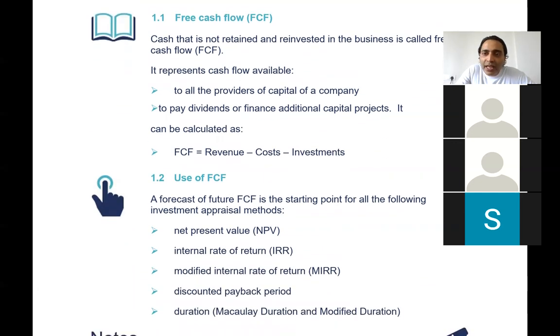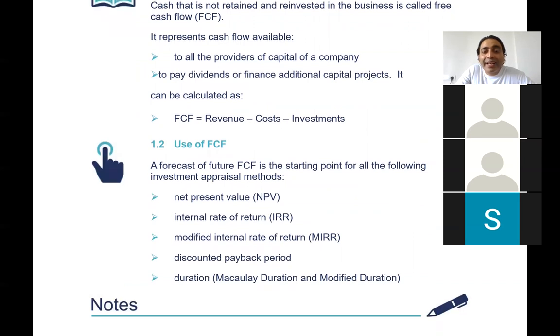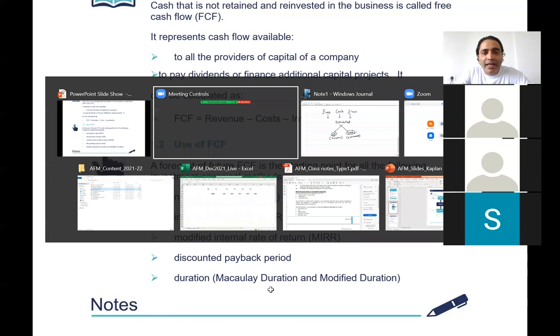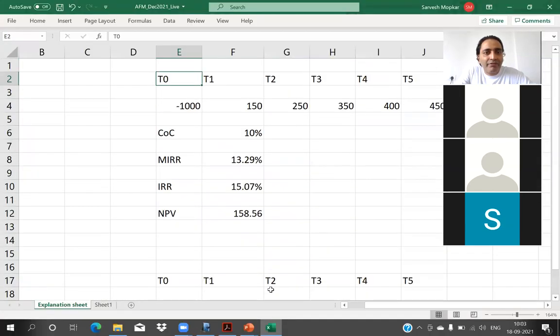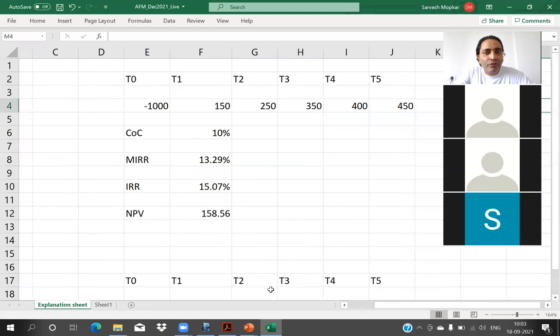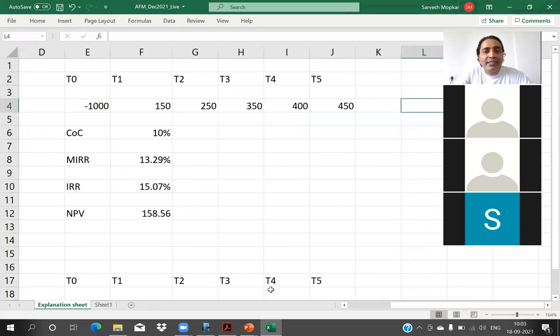Now, what is the use of free cash flow? The uses are endless. Your entire investment appraisal stands on the concept of free cash flow. So free cash flow is like the backbone. When it comes to finding NPV, jaise ki humne kal calculate kiya, you remember, we calculated NPV. So what were these? 150, 250, 350, 400, 450, ye kya the? Ye sare free cash flows the.